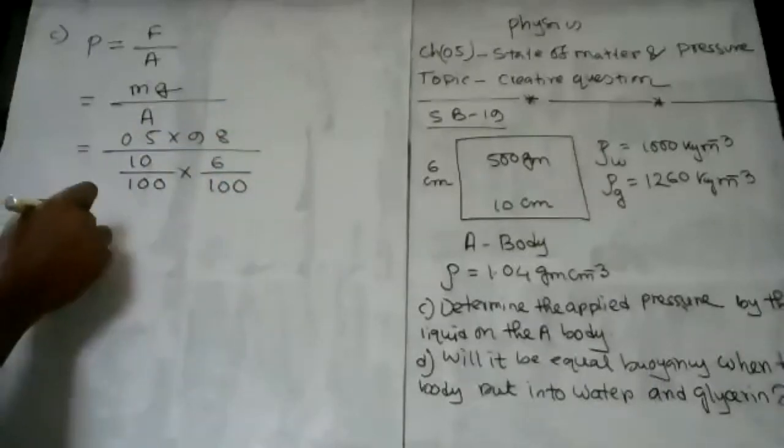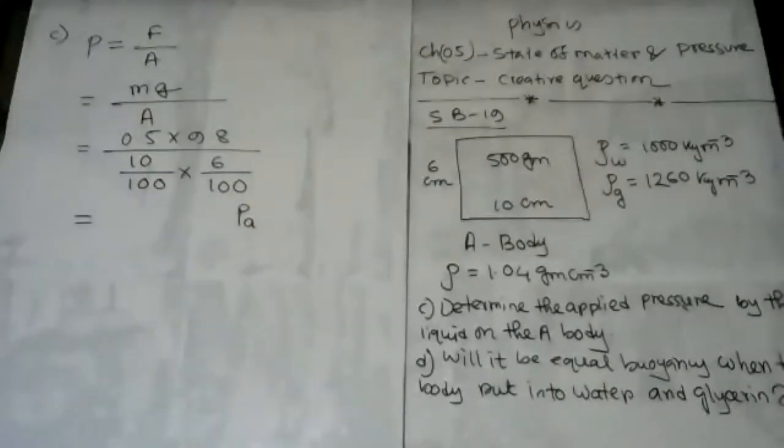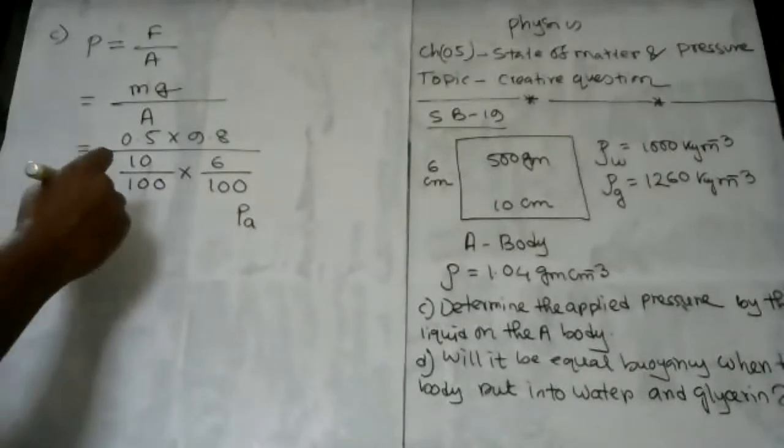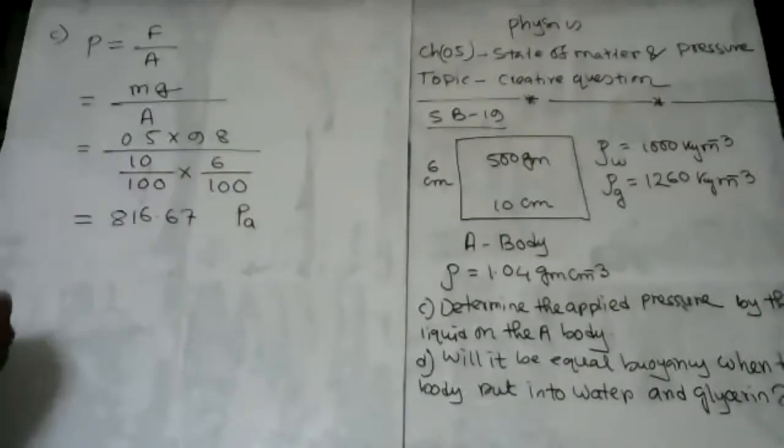So pressure P equals something Pascal. Find out this, student. What's the value of pressure? 816.67. 816.67 Pascal. Very good.